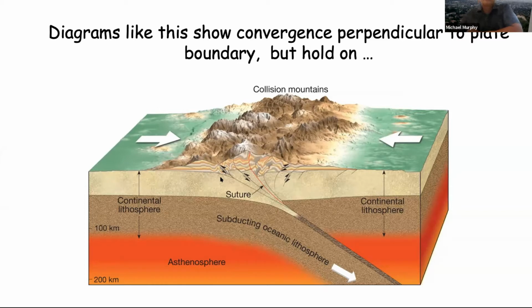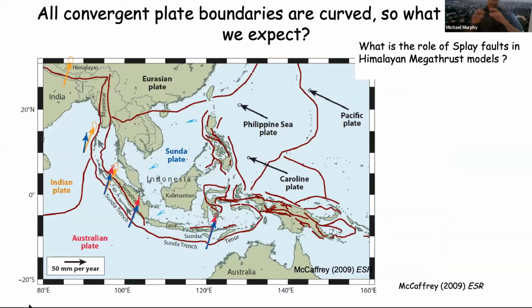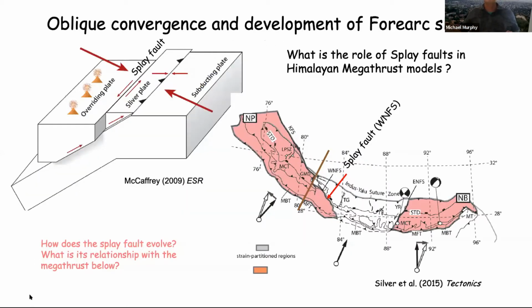And what these diagrams show is that we often have this sort of linear mountain belt in which convergence is perpendicular between the two plates. But you know, when you look at all convergent plate boundaries globally, none of them are straight. They're always curved. This might be an extreme example in Southeast Asia, but almost all convergent plates are curved. So you ask yourself, what should we expect beyond that model that I showed you before?